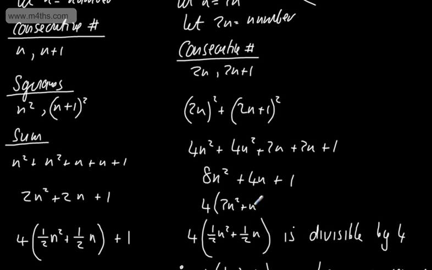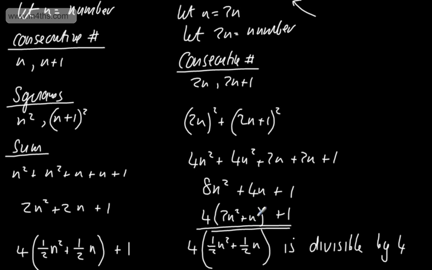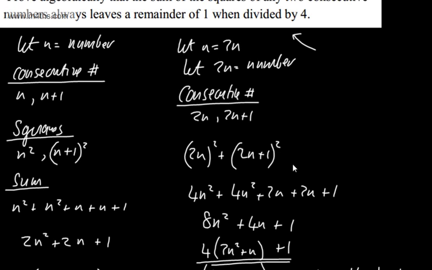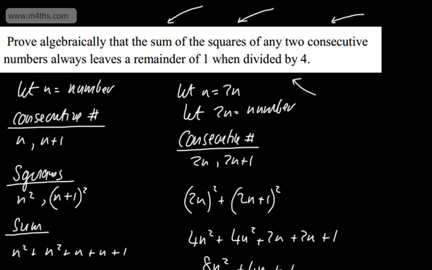So I could write this now as 4 lots of 2n squared plus n, plus 1. All I've done in that particular case is check that it works. We could also write this as 4 lots of 2n squared plus n, plus 1, which is probably easier to see, if you like, as divisible by 4, leaving a remainder of 1. It's entirely up to you how you want to view that. We can see using n or 2n will give us the same result.